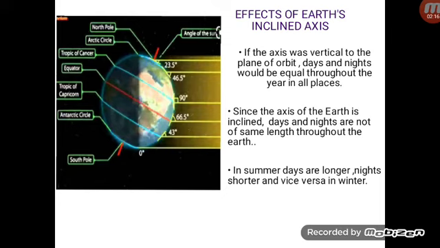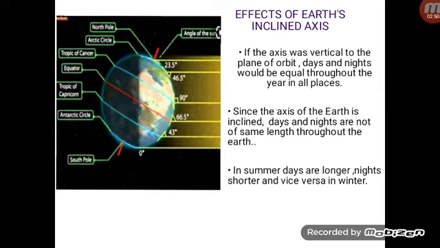Now let us learn about the effects of the Earth's inclined axis. If the axis was vertical to the plane of orbit, that is, if the axis of the Earth was not tilted or if it was totally vertical, then what would happen? The days and the nights would be equal throughout the year in all places all around the Earth. Now, since the axis of the Earth is inclined, days and nights are not of the same length throughout the Earth.